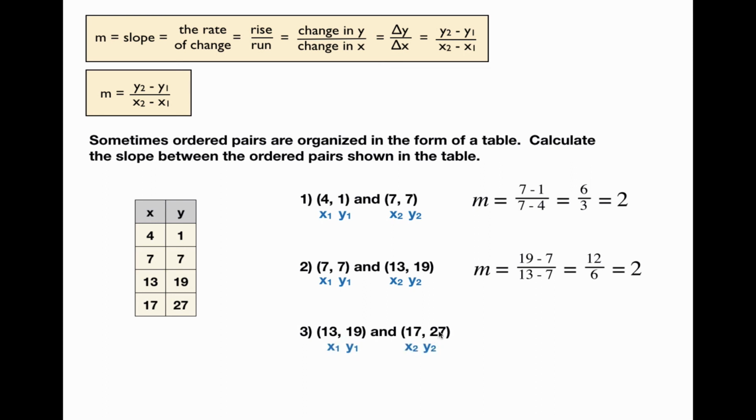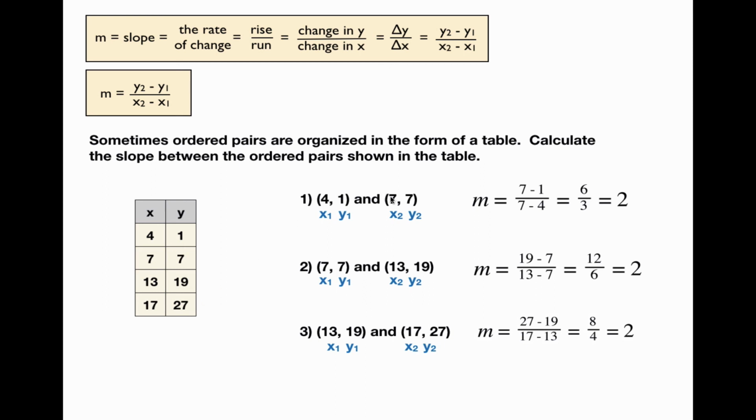Plugging our values in, we have y2 minus y1, which is 27 minus 19. x2 minus x1 is 17 minus 13. And that gives us 8 over 4, which also reduces to 2. Now, since the rate of change of this table is constant, we can probably say that it's what type of function? If you said linear, you would be correct.